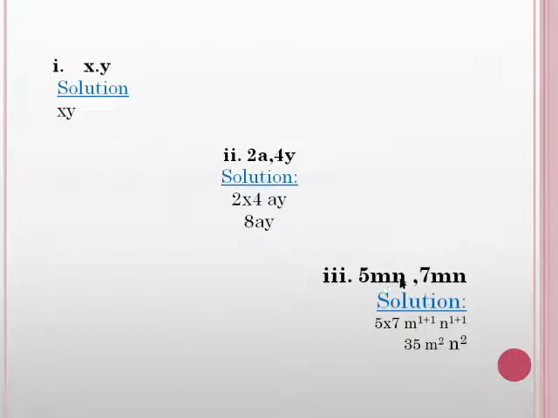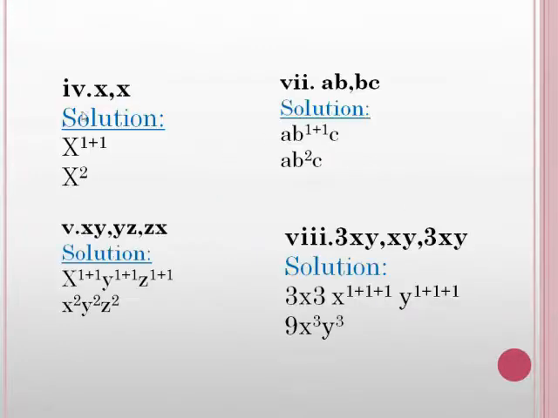Third one is 5mn and the second expression is 7mn. Both are like terms with the same variables, so here we add their exponents. Firstly we multiply their coefficients, 5 multiplied by 7, and the m exponents are added. This one is carrying 1 and this one is also carrying 1, so we write 1 plus 1, and also for n we write 1 plus 1. So 5 multiplied by 7 is 35, and the m exponent is 1 plus 1, which is 2, and n also has the exponent 1 plus 1, which is 2.